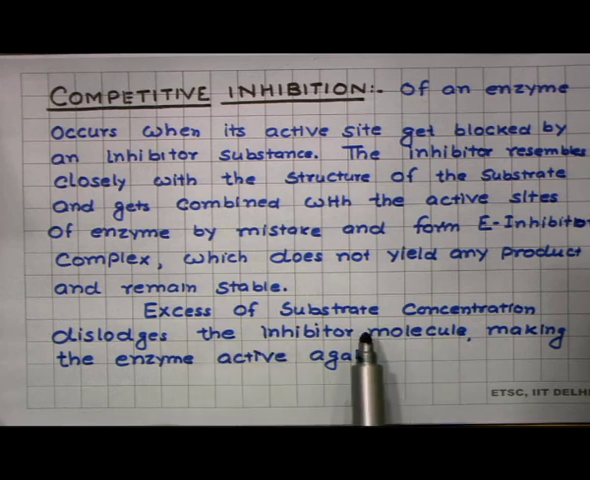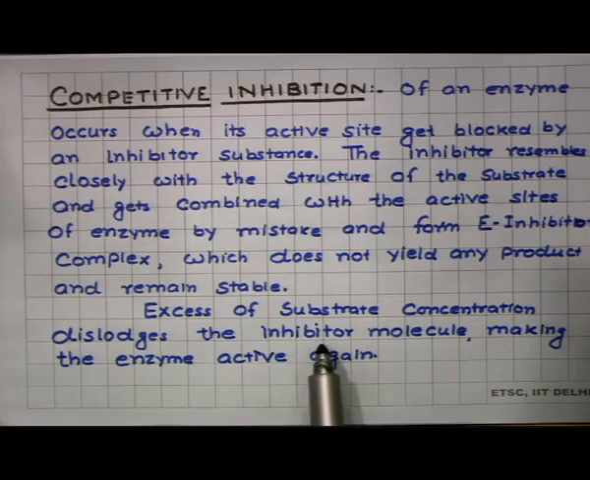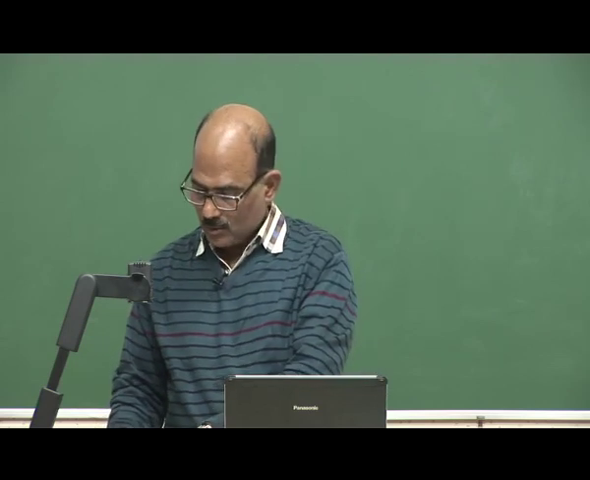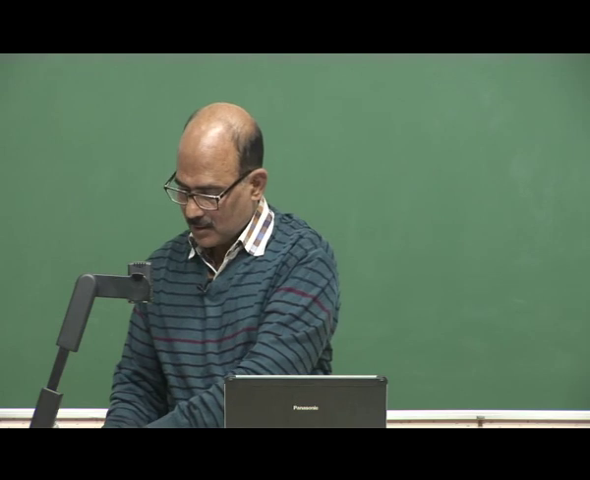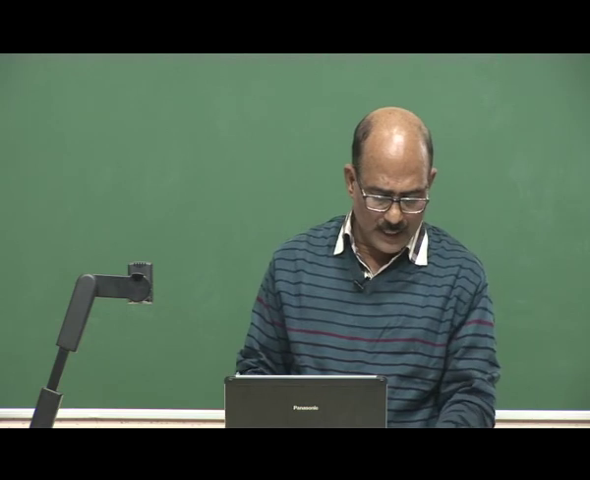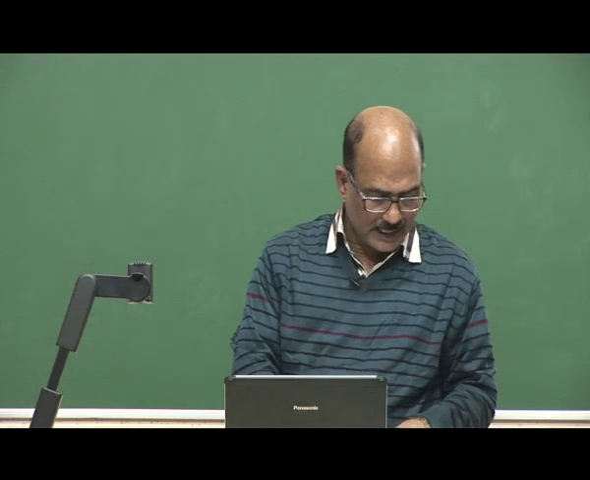Excess of substrate can help. When we give an extra amount of the substrate, the inhibitor may be replaced. Excess of the substrate concentration dislodges the inhibitor molecules, making the enzyme active again. Generally, the inhibitor occupies the active site of the enzyme and it affects the product formation. You will see here the competitive inhibition of the enzyme with the help of this reaction.